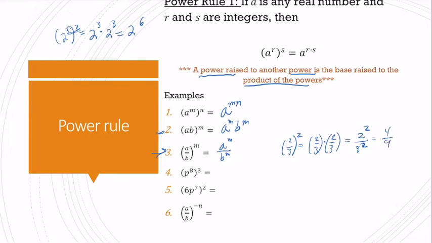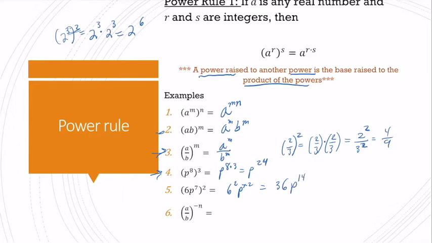For example 4, I have p to the 8 raised to the 3rd power. That gives me p to the 8 times 3, which is 24. For example 5, I have 6p to the 7 squared. Remember, I need to distribute that. So I have 6 squared p to the 7 times 2. I'm going to simplify that to 36 p to the 14th.